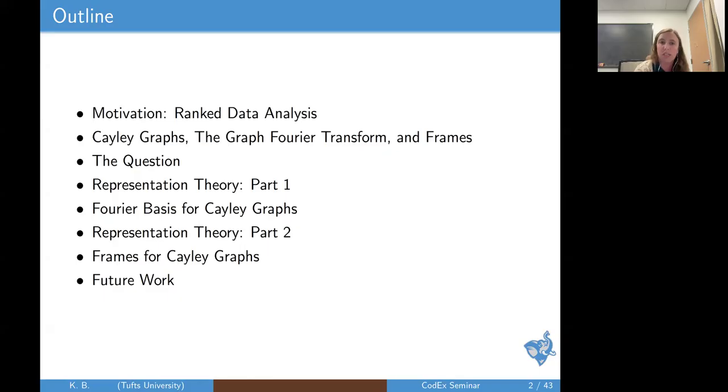So I'm going to give a bit more detailed background on representation theory. There will be a part one. This will lead us to a Fourier basis that we can use for Cayley graphs. So some of the initial results. And then I'll give a second part with some representation theory. And then I'll talk about our results with frames for Cayley graphs and some future work. As you can see, this is quite an interdisciplinary topic. We're going to have some algebra, some signal processing, some spectral graph theory, frame theory, etc.